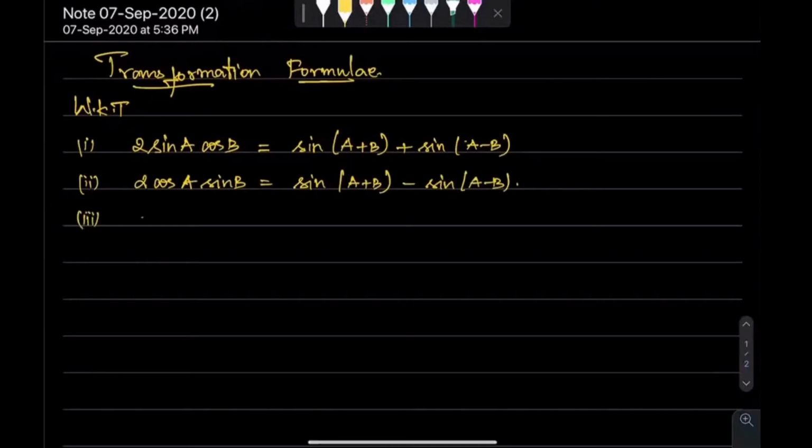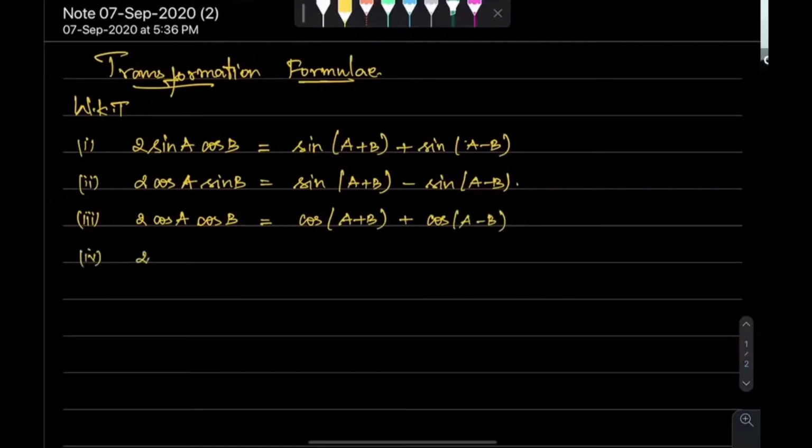And what is 2 cos A cos B? Can you guess? It is cos(A plus B) plus cos(A minus B). Very good. Govind, are you there? What is 2 sin A sin B, children? 2 sin A sin B is going to be cos(A minus B) minus cos(A plus B).